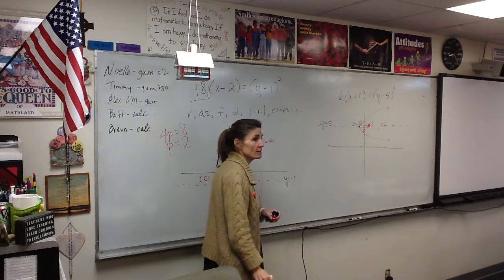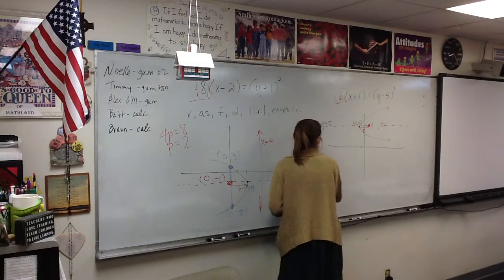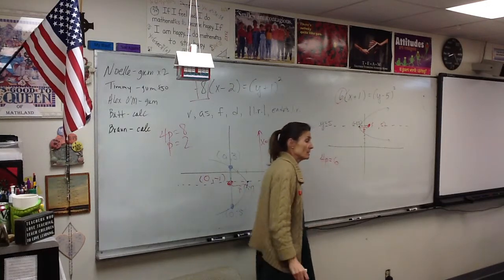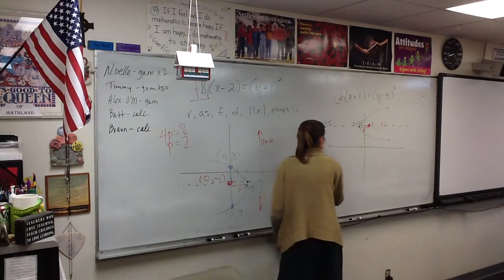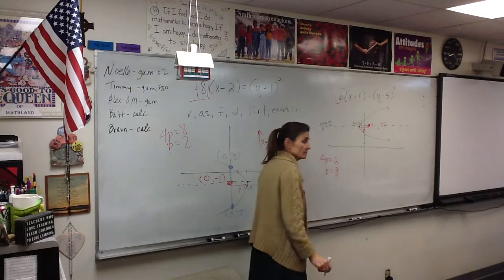How do I figure out p? 4p equals 6. This number is 4p, so 4p is 6. That number is always 4p. So 4p is 6, which means p is 3/2 or 1.5.